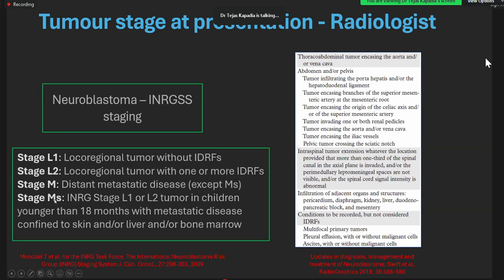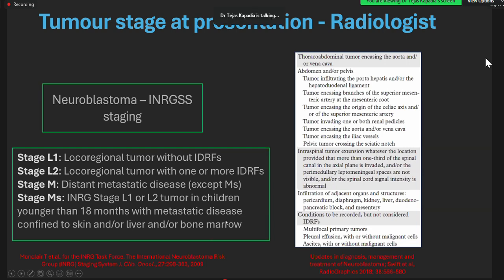Stage MS is a special category in very young children less than 18 months of age. So if they have an abdominal tumor with the metastatic disease confined to the skin, liver, or bone marrow, then that means they would be categorized as stage MS and may not necessarily be in the high risk category.